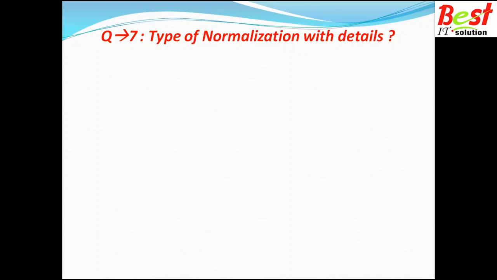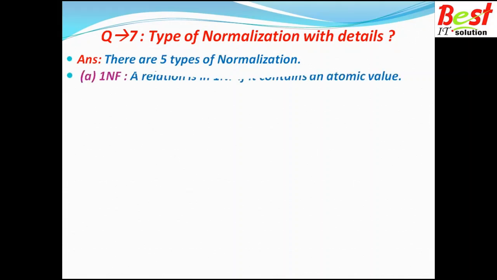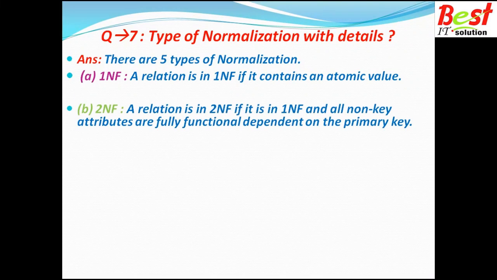What are the types of normalization? There are 5 types of normalization: 1NF, 2NF, 3NF, 4NF and 5NF. What is 1NF? A relation is in 1NF if it contains atomic values. If it contains atomic values, we can say this is 1NF, the first normal form.